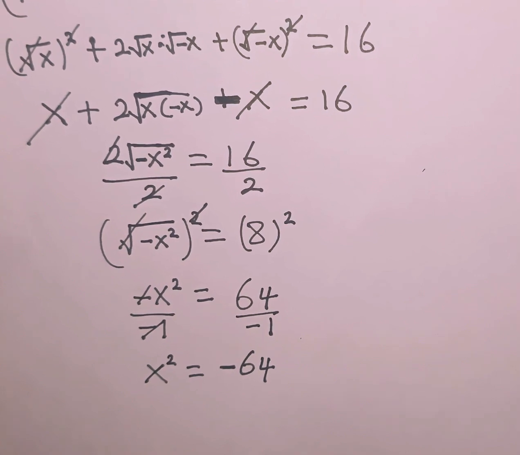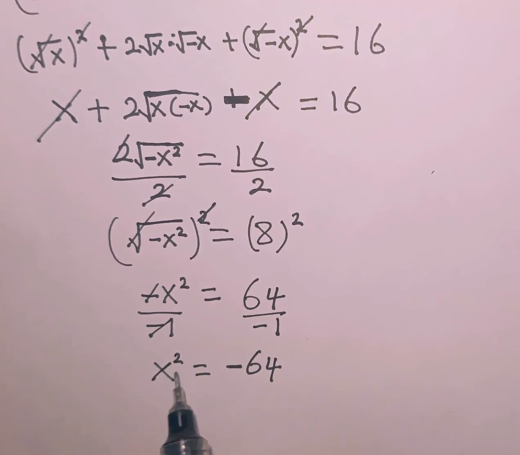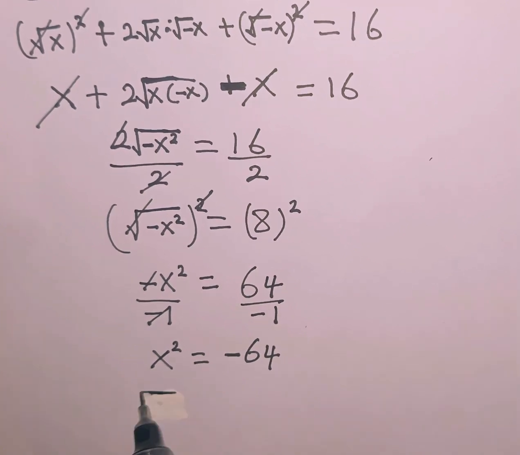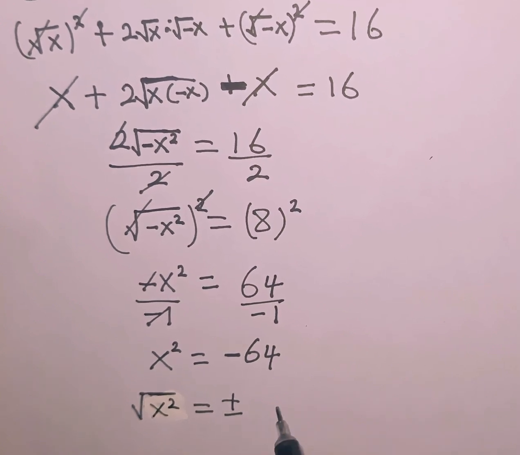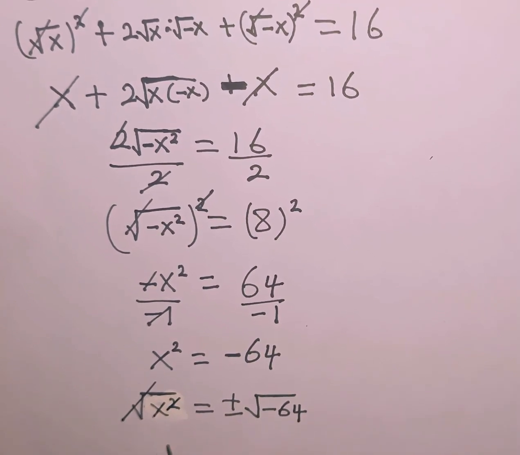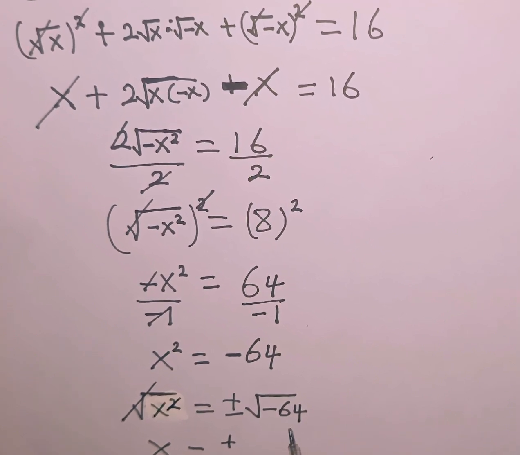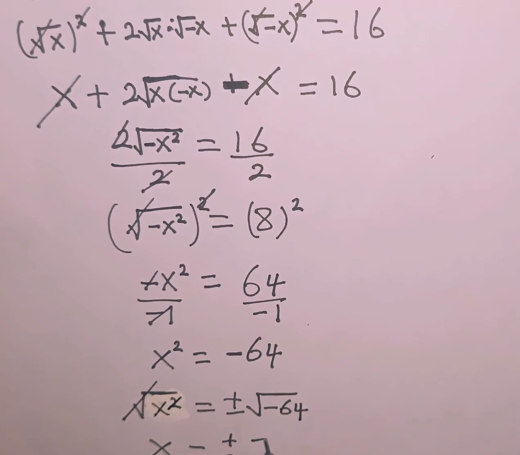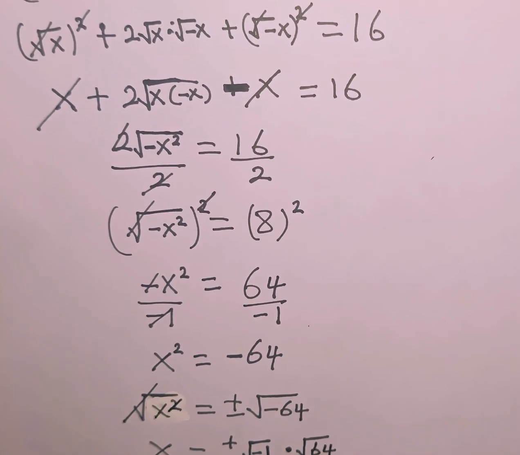The next thing we're going to do is to remember we are looking for the value of x, and here we have x to power 2. How are we going to eliminate this power 2? By taking the square root of both sides, which is going to be what? Square root of x squared, which is equal to plus or minus square root of negative 64. So this square is going to cancel the square root. We are left with just x, which is the same as plus or minus square root of a negative number. This can also be written as square root of -1 multiplied by square root of 64.